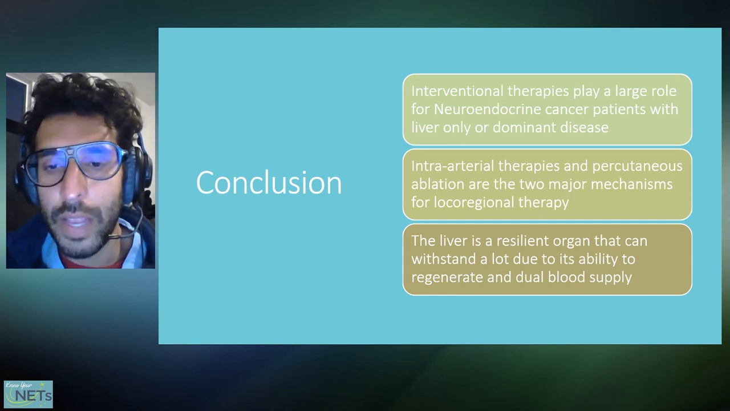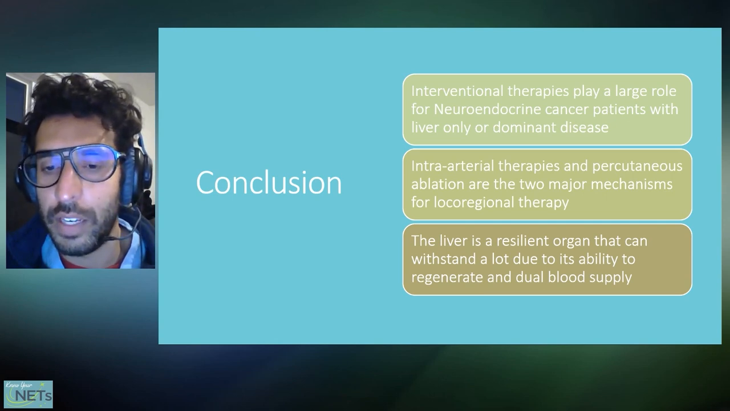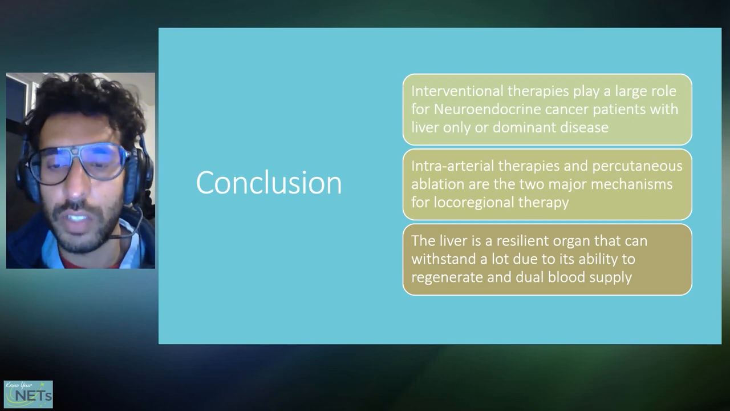And the other major takeaway is that the liver is a resilient organ that can withstand a lot due to its ability to regenerate and its dual blood supply. And that really allows us to treat all types of patients that have cancer in the liver, no matter if they have one tumor or hundreds of tumors.